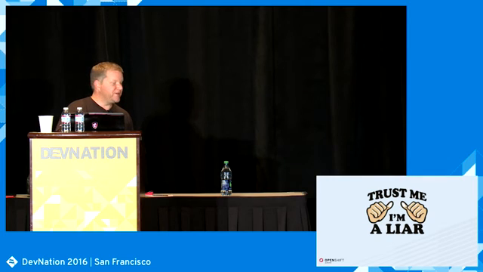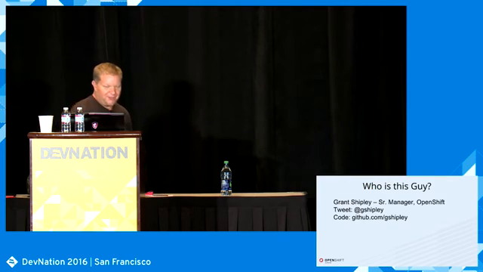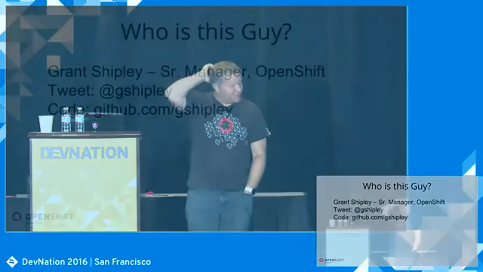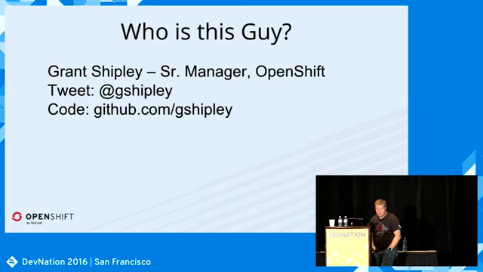So now that you know that I hate Linux and that I like to lie a lot, let me introduce myself. I'm Grant Shipley, a senior manager on the OpenShift team at Red Hat. I've been at Red Hat a long time, about 11 or 12 years. I was a principal software engineer for many years and then moved into management. I am on Twitter at gshipley, and all of my source code is on github.com/gshipley, although I've been using GitLab a lot recently, so some of my newer stuff is on GitLab.